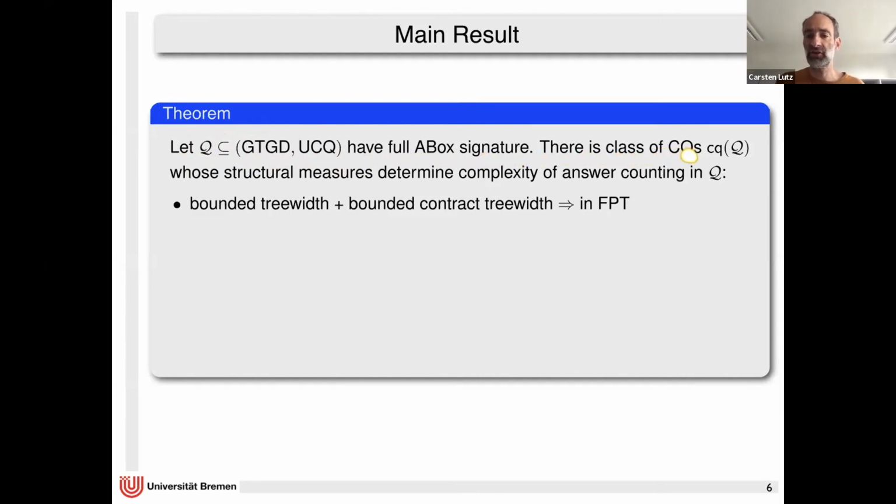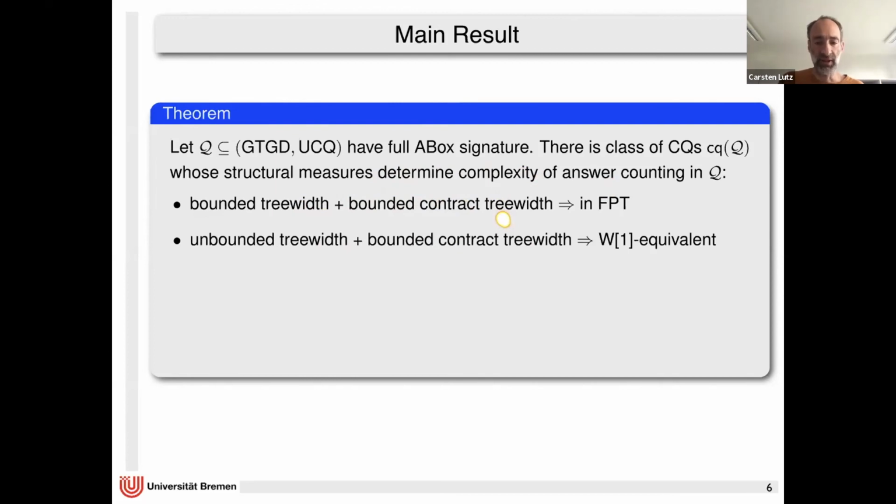Then there's a class of conjunctive queries. I will not tell you at this point what exactly it is, but the structural measures of this class of conjunctive queries determine the complexity of answer counting of the class of ontology-mediated queries that we started with. In particular, if the treewidth and the contract treewidth of this class of conjunctive queries is bounded, then the ontology-mediated queries that we started with can be evaluated in FPT.